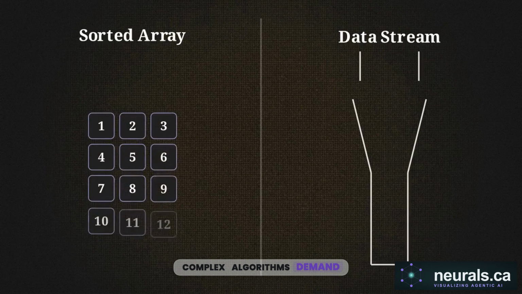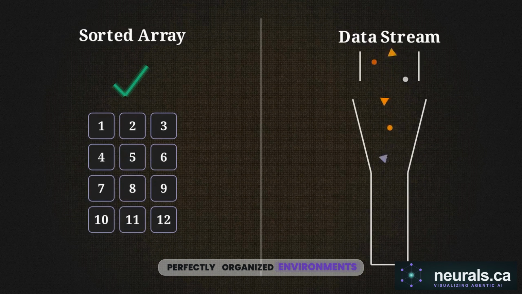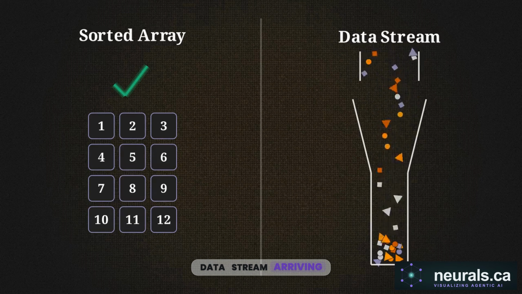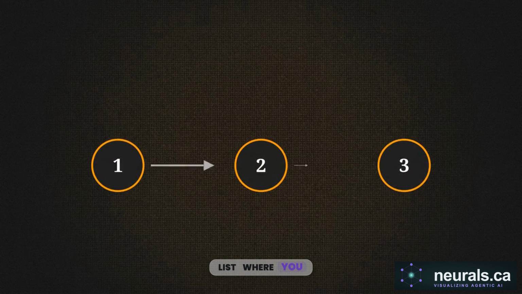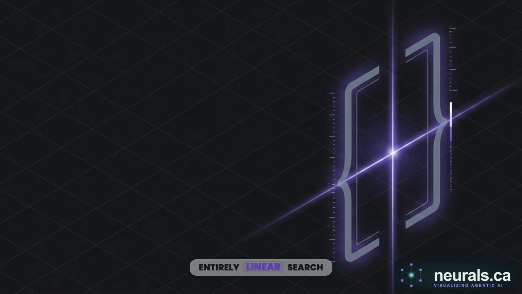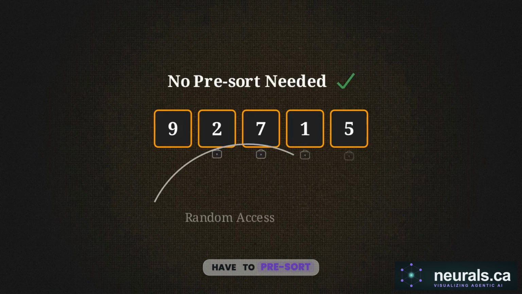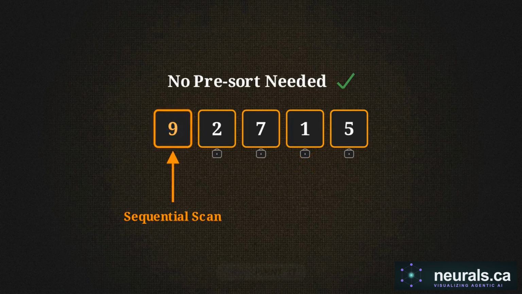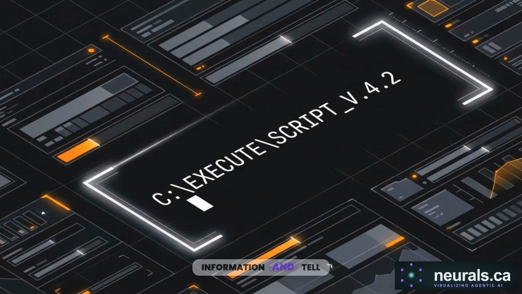Complex algorithms demand perfectly organized environments. If you hand them a random data stream arriving in real time, or a linked list where you can't jump straight to the middle, they break down entirely. Linear search requires zero setup. You do not have to pre-sort, and you don't need random access. You point it at the raw information and tell it to run.